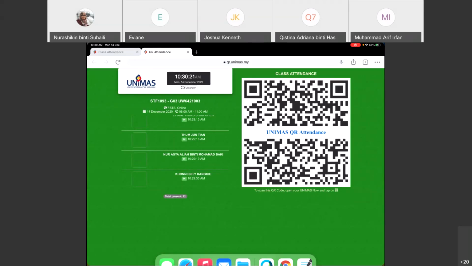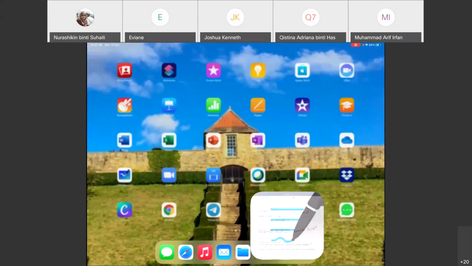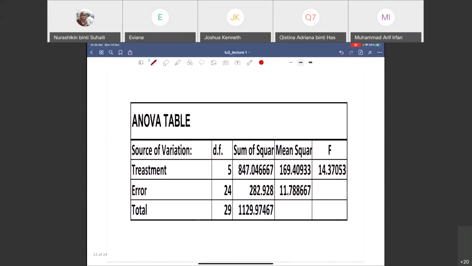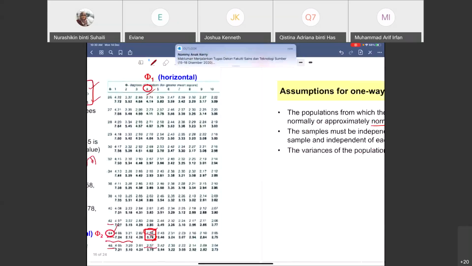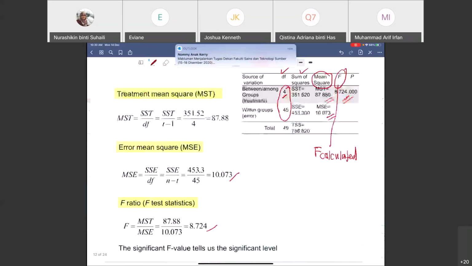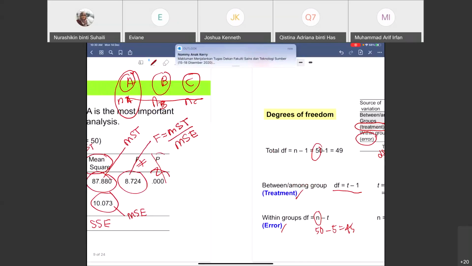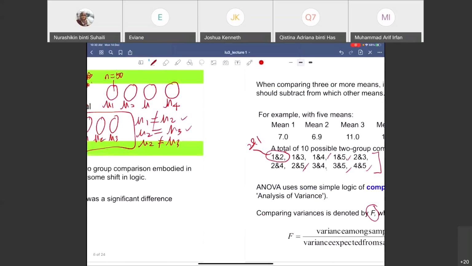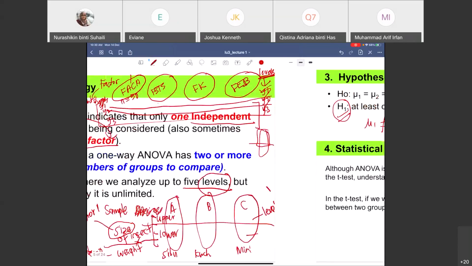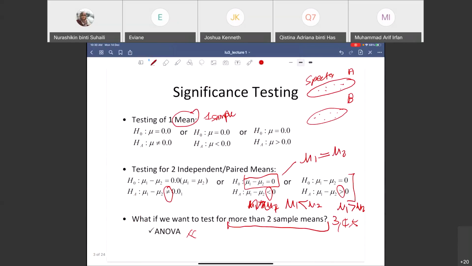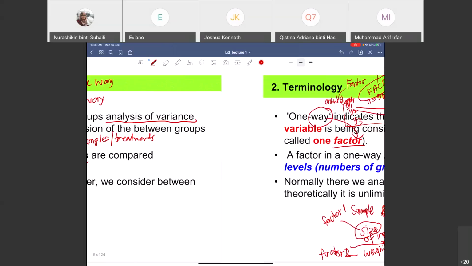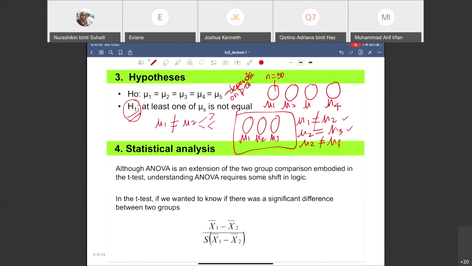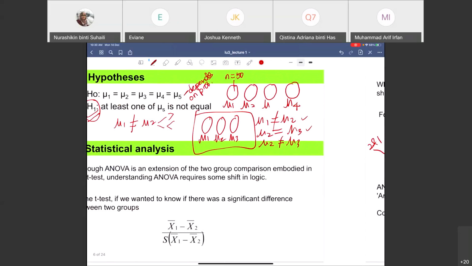Right, so that's all for today. Just to go through again what we have covered, to give you a proper wrap-up of today's lecture: we have covered what ANOVA is and why we use ANOVA. You have to know that ANOVA is used when we compare more than two samples. And then what we have to do in ANOVA is all the steps that I mentioned just now.